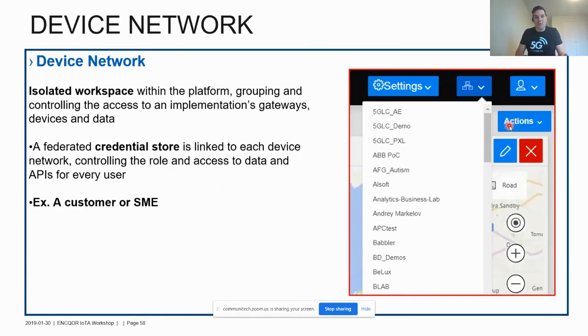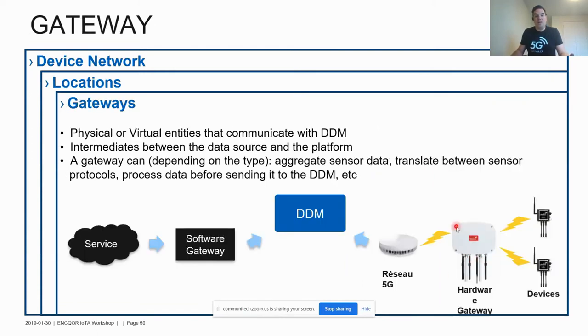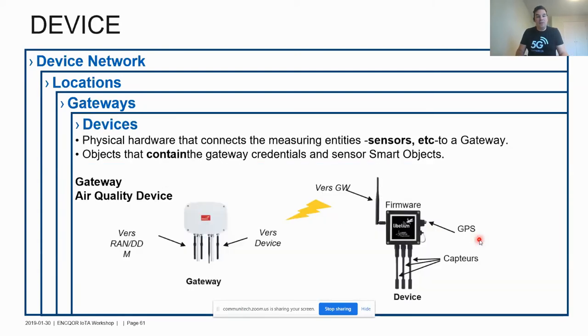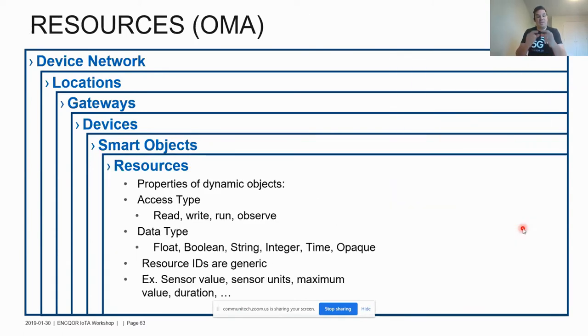So once again, this is like the network. This is what's considered a network, which is the 5G network, a location, might be a specific location. A gateway could be a device that has the cellular connectivity, because maybe this device doesn't. So there could be a gateway in a building. It may or may not have a gateway. You have a device, which is basically a temperature monitor. In this case, it's a device which has capture devices. So it could be temperature, humidity, oxygenation, air quality, and so on and so forth. So this is a device. And then you get the smart object, which is the CO2 reader, the battery, the GPS location. And then lastly, you get the resource, which is the actual data.